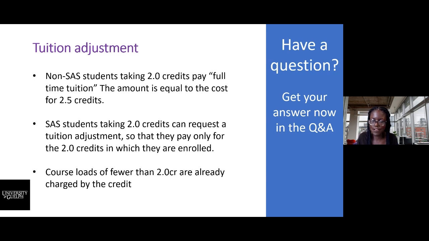If you're taking 1.5, same thing. They're going to charge you for 1.5 credits. The difference comes when you get to that 2.0 credits, that full-time designation.